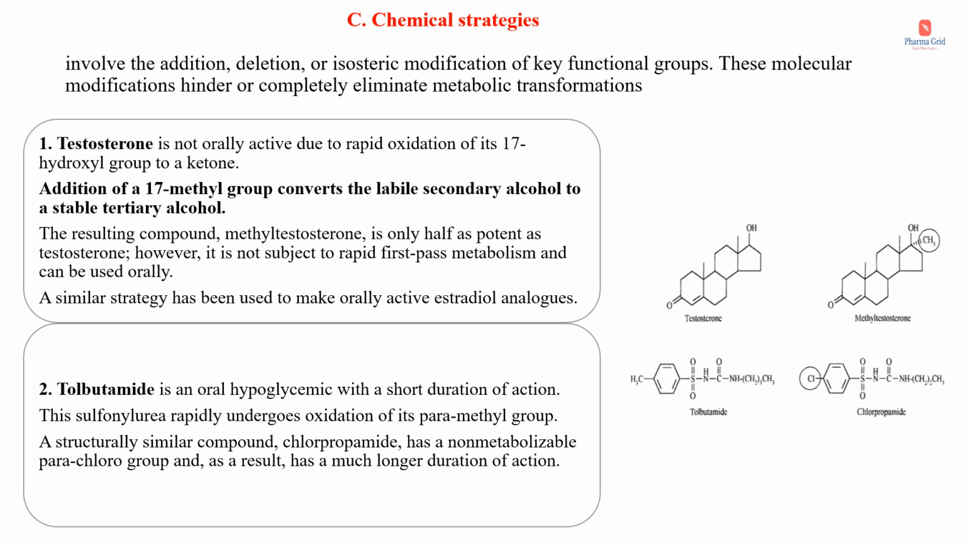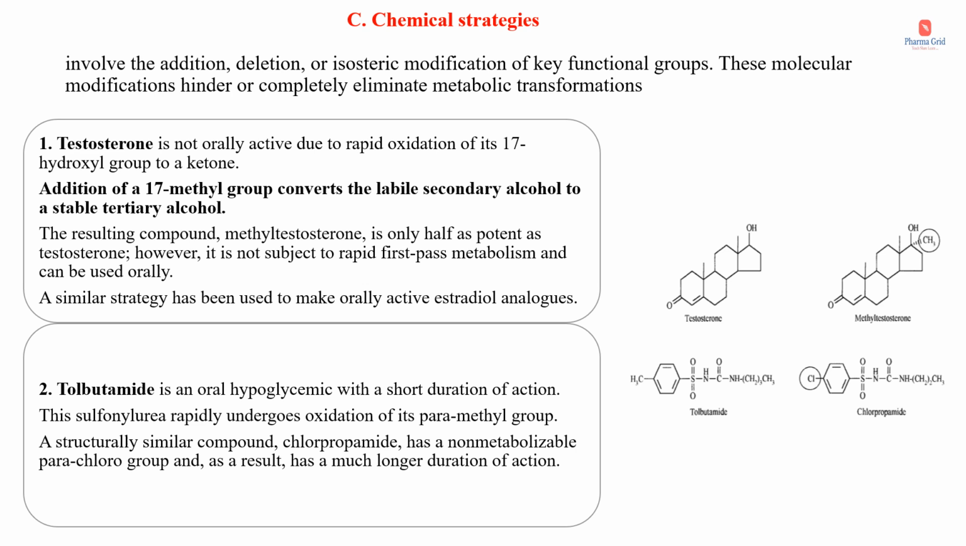Let's see some examples. The first one is testosterone. Testosterone is not orally active due to rapid oxidation of its 17-hydroxyl group to a ketone. So addition of a 17-methyl group converts the labile secondary alcohol to a stable tertiary alcohol. The resulting compound, methyltestosterone, is only half as potent as testosterone. However, it is not subject to rapid first-pass metabolism and can be used orally. A similar strategy has been used to make orally active estradiol analogs.